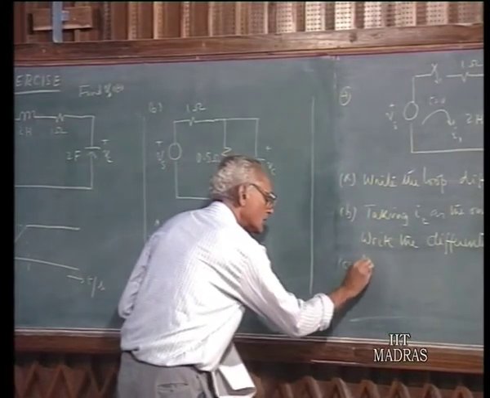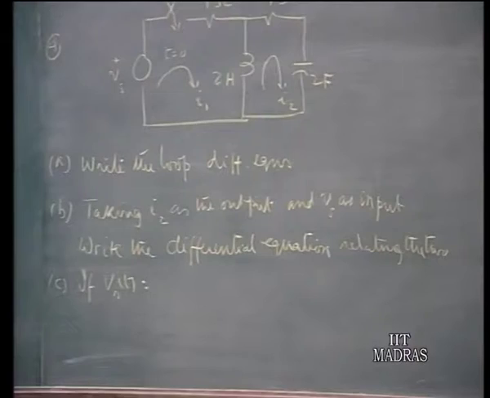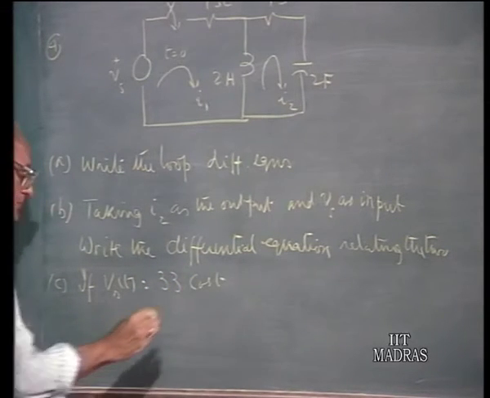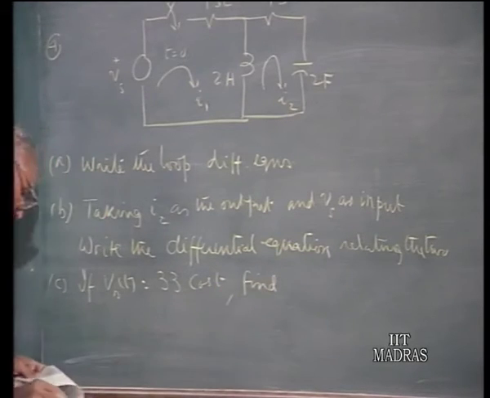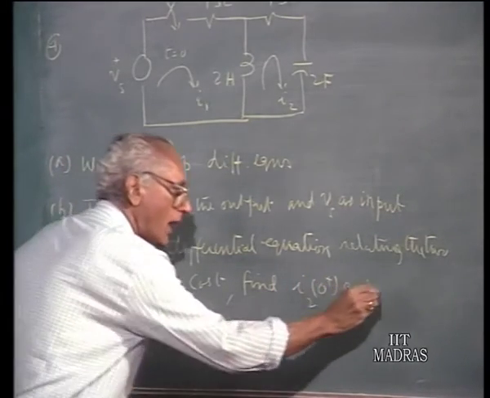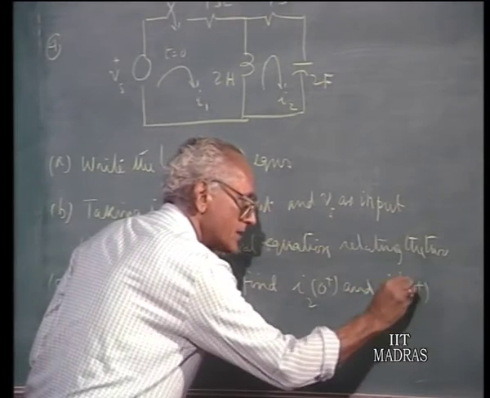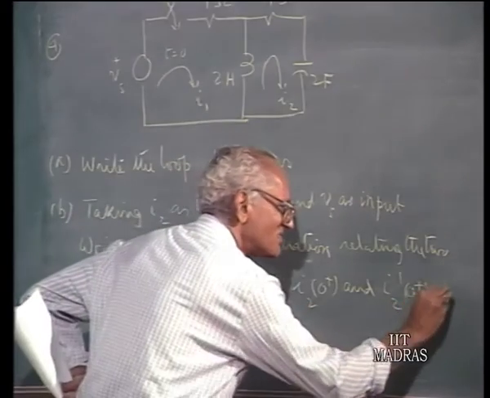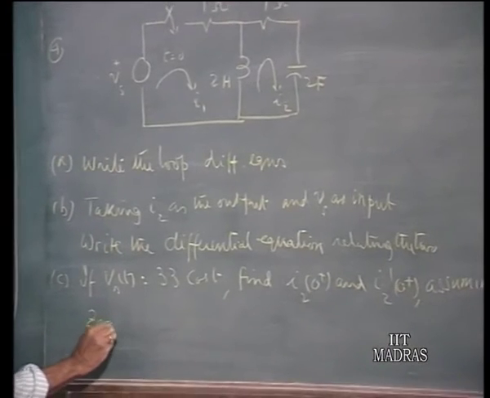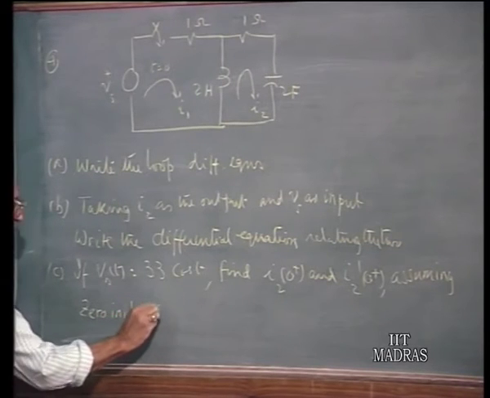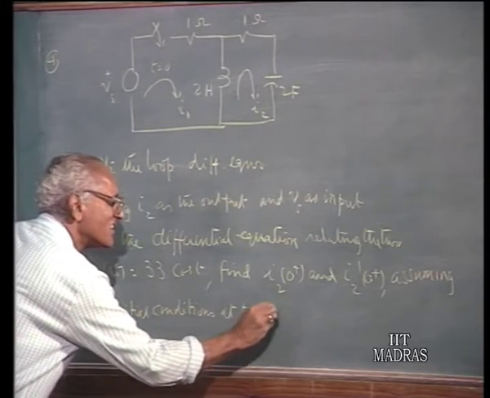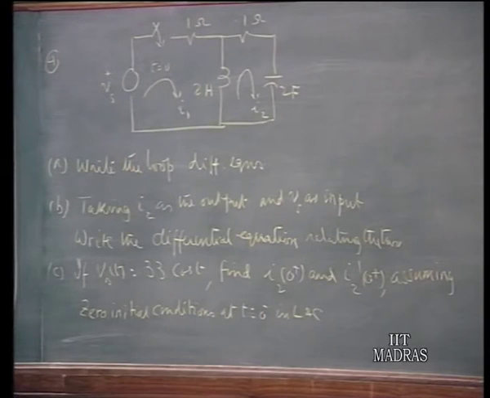C, if Vs(t) equals 33 cos t, find I2(0 plus) and I2 prime(0 plus), the initial value of the second current and its derivative, assuming 0 initial conditions at t equals 0 minus in the inductor and capacitance, assuming that inductor and capacitance are initially uncharged.